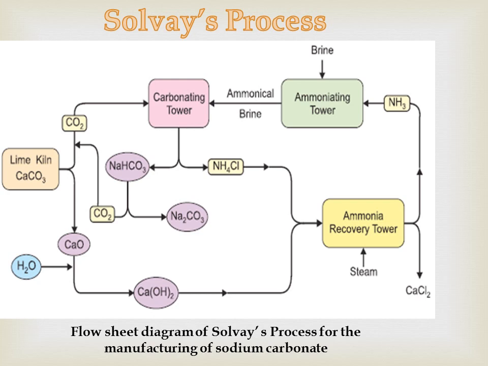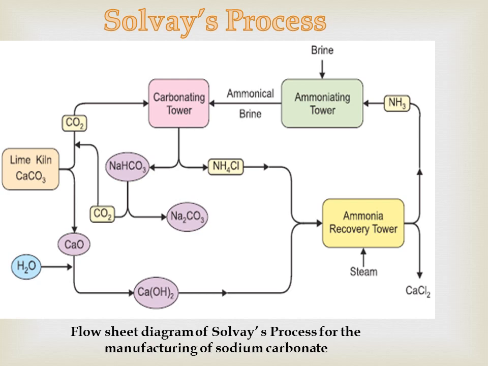The four major blocks over here are the ammoniating tower, carbonating tower, lime kiln, which is where the calcium carbonate is used, and the ammonia recovery tower. These are the four basic towers. In the ammoniating tower, the first step takes place where the brine and ammonia are introduced to give you ammoniacal brine. In the carbonating tower, carbon dioxide is introduced, which is coming from calcium carbonate. After that, the reaction happens in the carbonating tower, producing sodium bicarbonate and ammonium chloride.